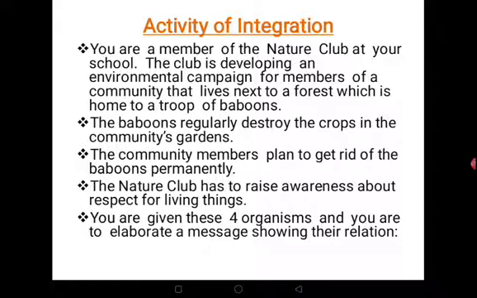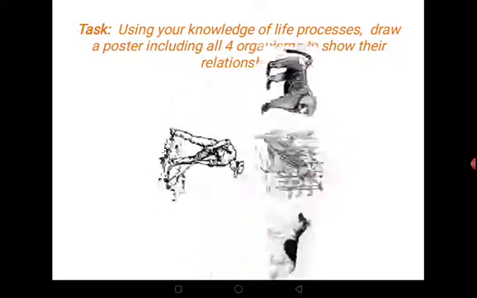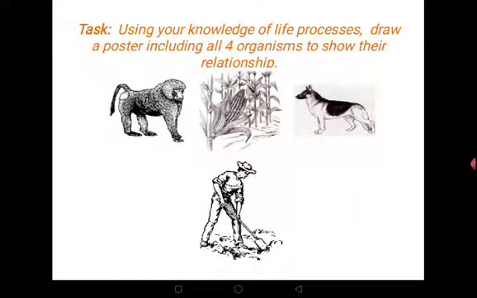So you are given these 4 organisms: the crops, the farmer, the dog, and the baboon. So using your knowledge from the life processes we have learned so far, we want you to draw a chart or a poster including these 4 organisms to show the relationship between them, and how probably one relates with the other for the good of the farmer. How will the farmer benefit from this relationship?